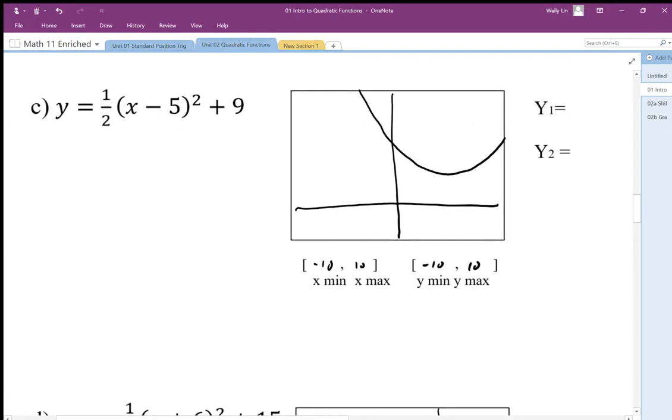Look at the graph of one-half (x minus 5) all squared plus 9. We again want to locate the vertex of this. Okay, so here's my vertex. This vertex is at (5, 9).